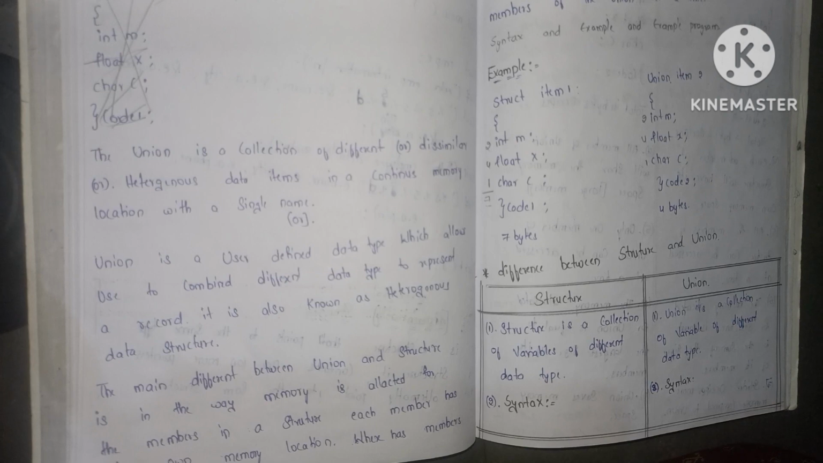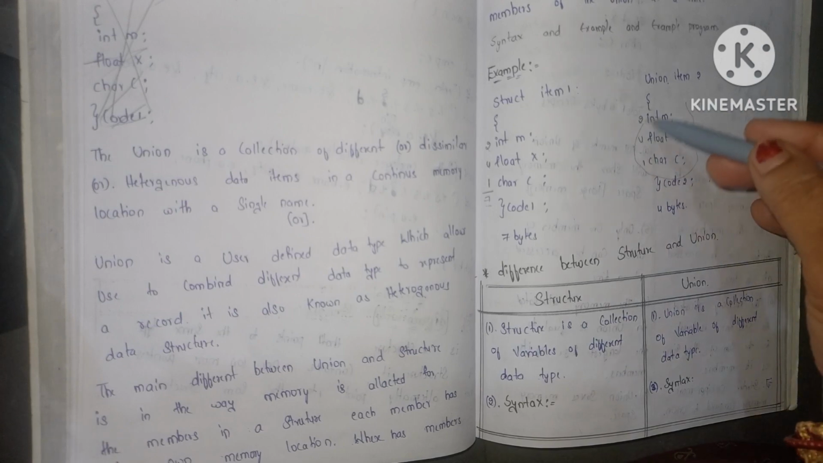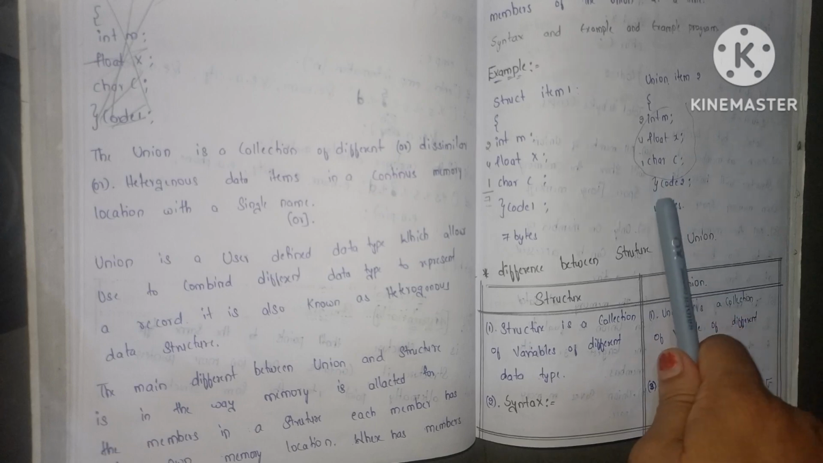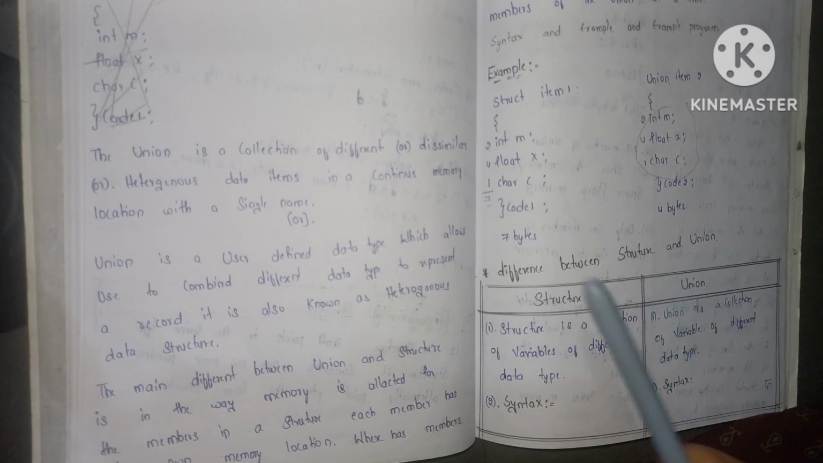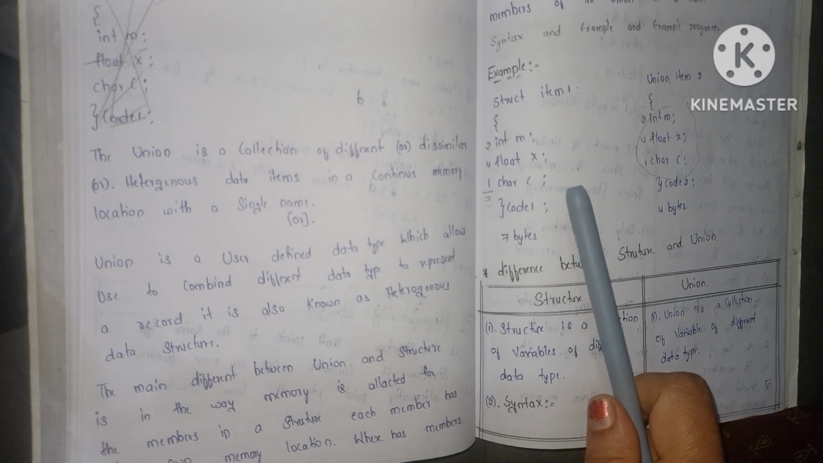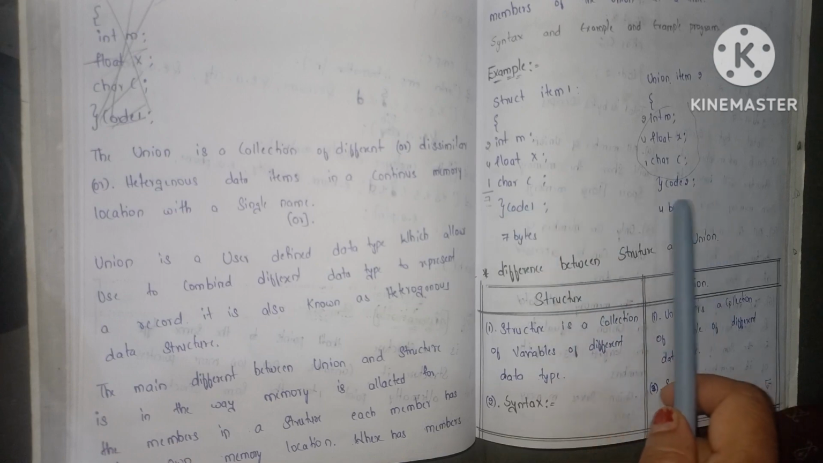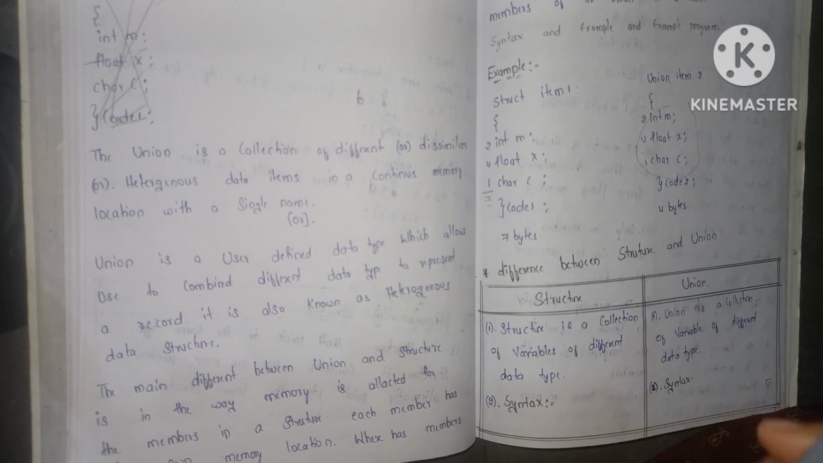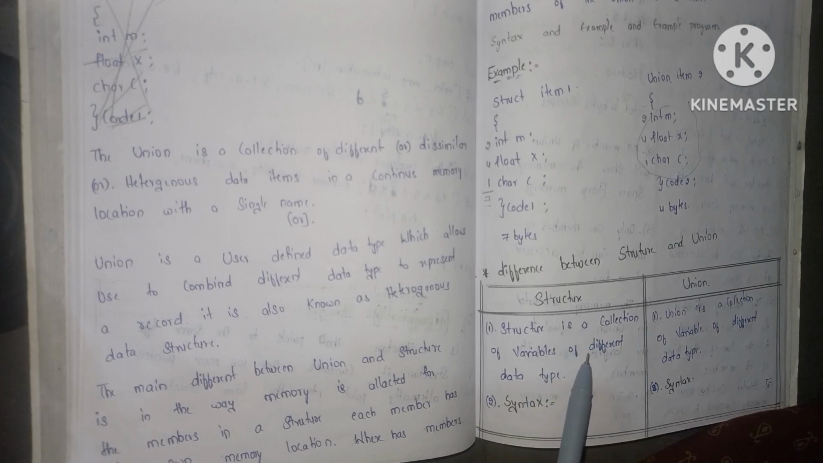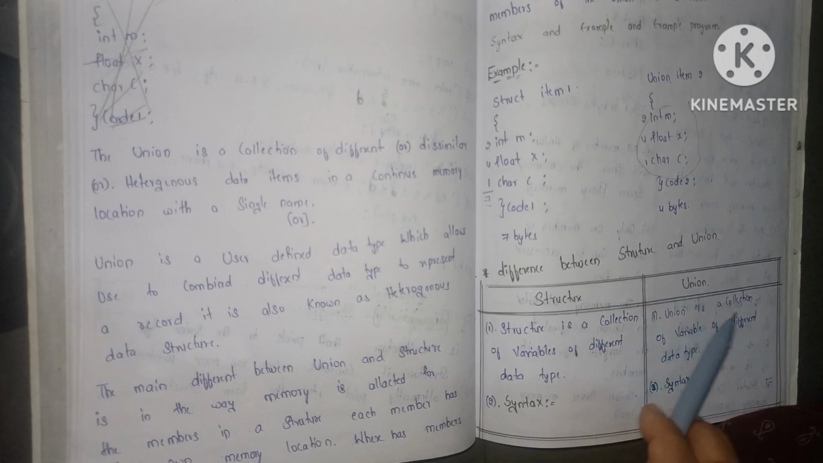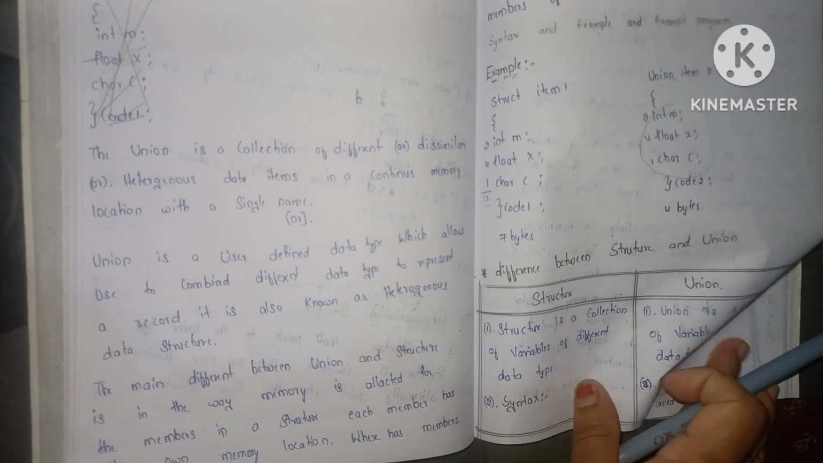The next important question is the difference between structure and union. First one is that memory allocation is different. In a structure, each and every variable allocates its own memory, but in the union, whichever has the highest memory allocation, that one only is taken. The next difference is the definition. Structure is a collection of variables of different data types. Union definition is also the same. Union is also used for storing different types of data elements in a single variable name.